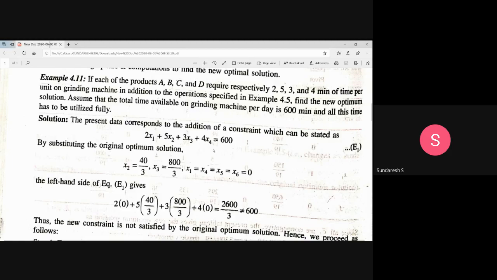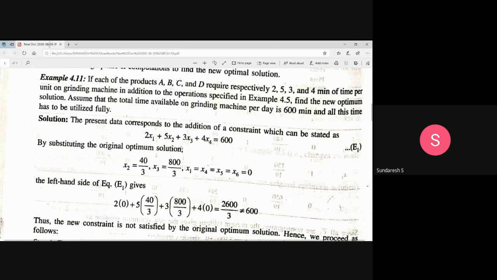Okay. So now what we do here is, we substitute the original optimum solution. So we have the basic variables here, and of course non-basic variables also. So from the previous old optimum solution, the basic variables are x2 and x3, whereas x1 and x4 are the non-basic variables.